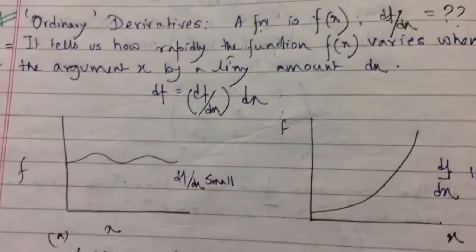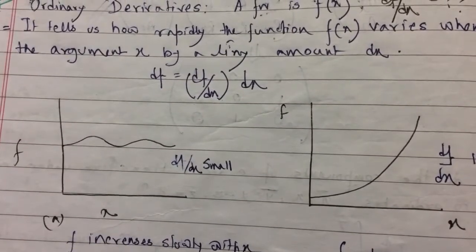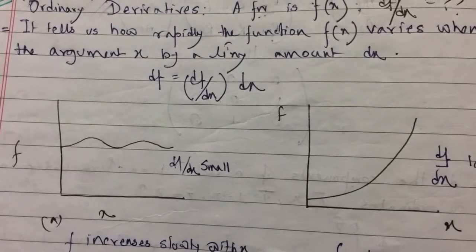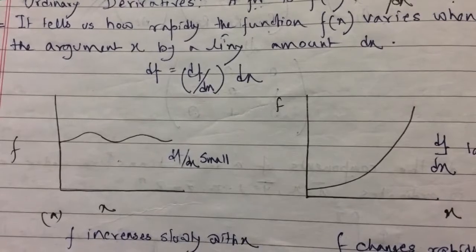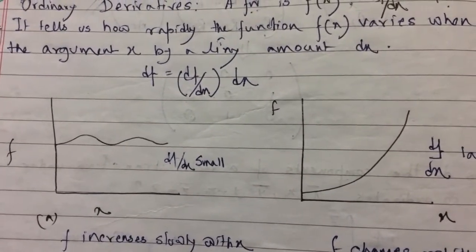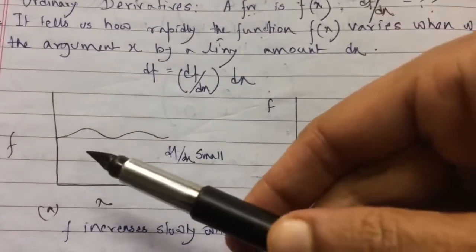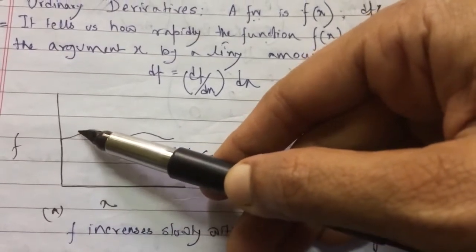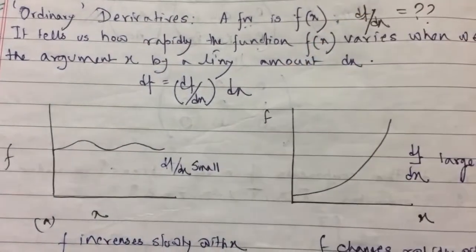For example, let's look at the first picture. This picture tells us that f changes very slowly with an increase in x. যদি এক্সটা অল্প পরিমাণ চেঞ্জ করি তাহলে এফটা চেঞ্জ করছে, কিন্তু এই চেঞ্জের পরিমাণটা কিন্তু খুব একটা বেশি নয়. মানে এক্সটা এখান থেকে এতটা চেঞ্জ করেছে বা এতটা চেঞ্জ করেছে, তাতে এফ এর ভ্যালু কিন্তু খুব বেশি ইনক্রিজ হয়নি.